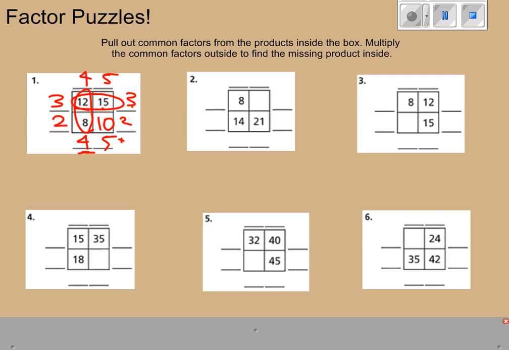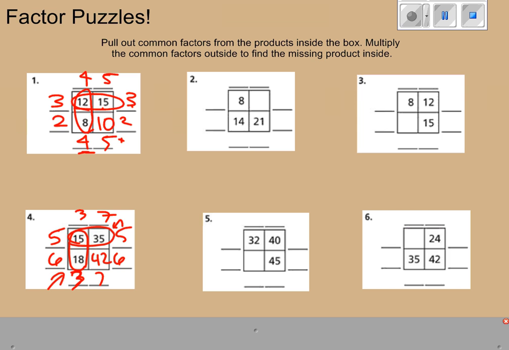So if I jump down to number 4, what's in common between 15 and 35? 5. What's in common between 15 and 18? 3. So now, playing and fill in the blanks. 3 times what gives me 18? I'm going to look down here now. That's going to be 6. 5 times what gives me 35? That's going to be 7. So 7 times 6 is going to give me 42.